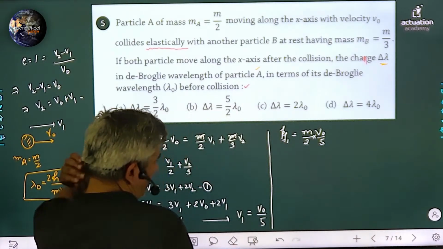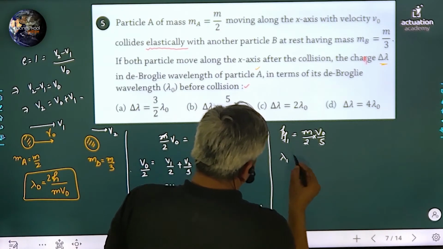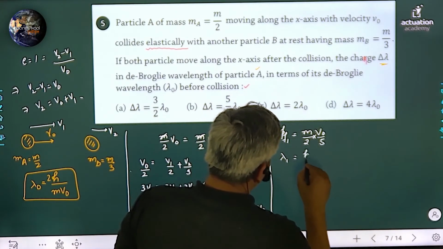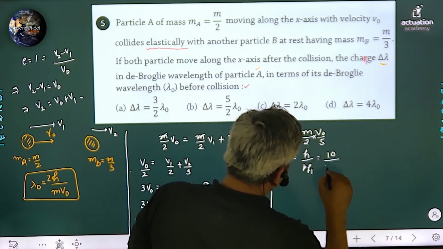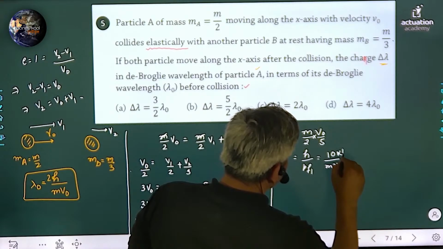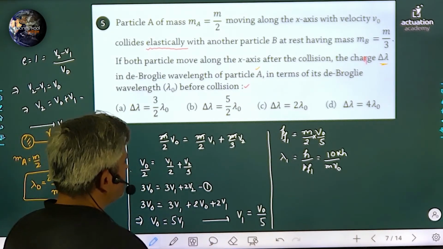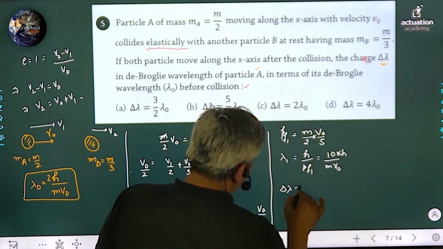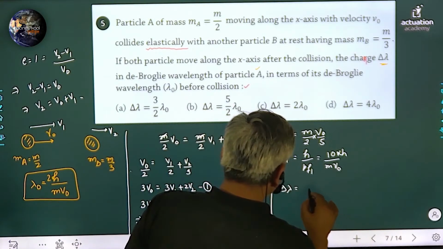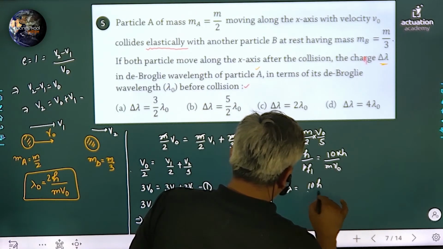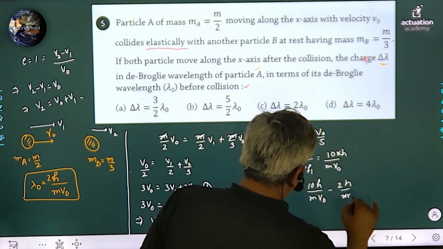Now we know that the final wavelength, let's say that is lambda 1, can be written as h by final momentum, which is nothing but 10 times of h by mv0. Now we need to find out the change. Change is final wavelength minus initial wavelength, which is 10h by mv0 minus 2h by mv0.